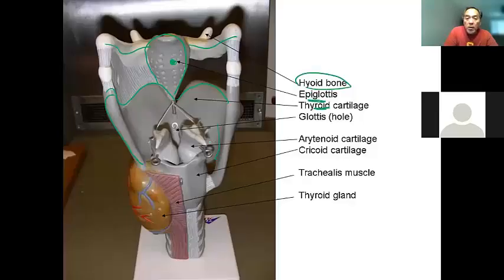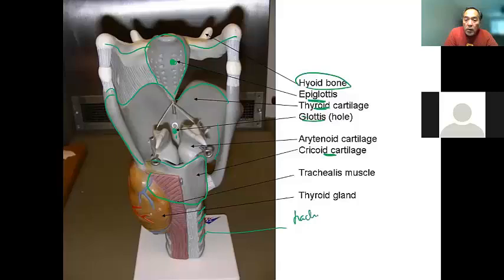And then after that, you see the opening down to the trachea. The name of that opening is just glottis. It's a hole that opens up to the trachea. And then there's actually a cartilage here below the thyroid cartilage. And that cartilage is called the cricoid cartilage. Okay? And then after that, you have the trachea with the tracheal rings.